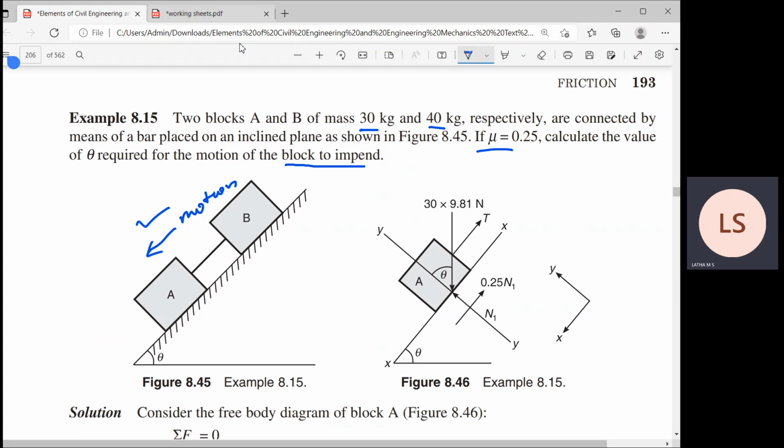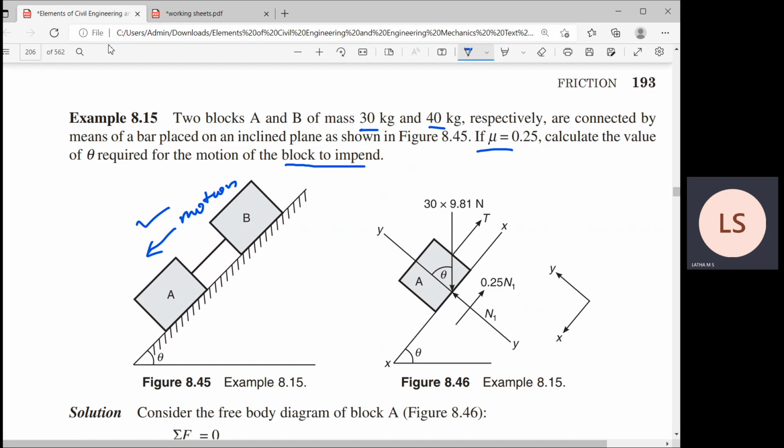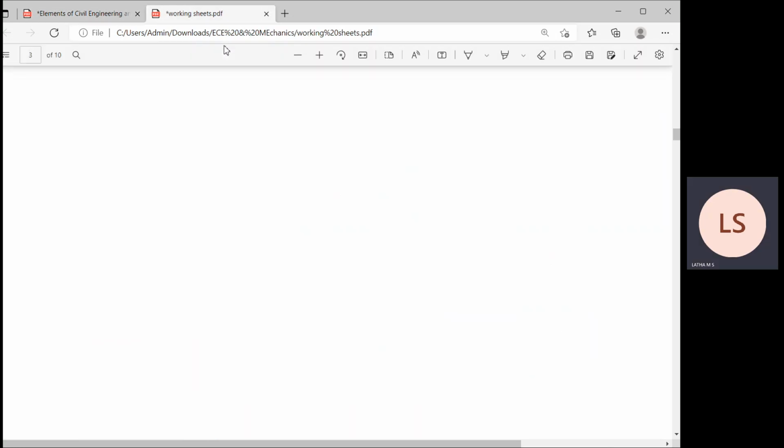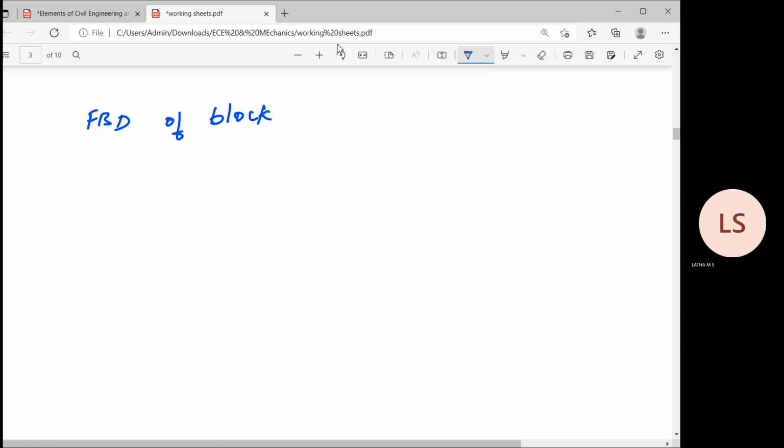So for this, we have to draw the free body diagrams. How many free body diagrams may we come across? We'll come across two free body diagrams since there are two blocks. So let us understand drawing the free body diagram of block A. First, we'll draw the free body diagram of block A.